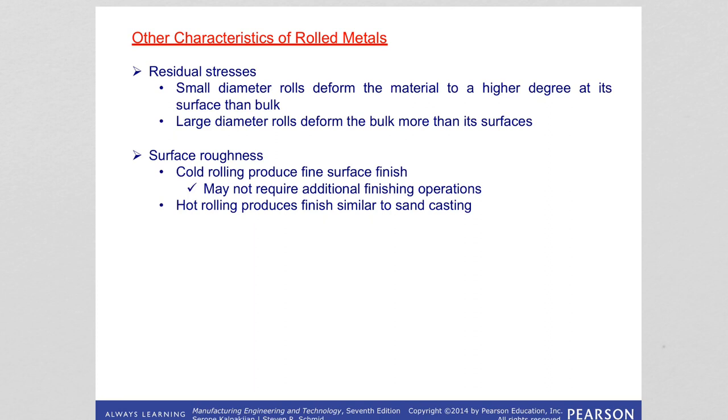So in terms of the surface roughness obtained after rolling, cold rolling can produce a very fine surface finish. But we learned that hot rolling is not like that because it makes the material susceptible to oxidation. Therefore, your part after cold working may not require an additional finishing operation to obtain a fine surface finish, because you are already obtaining it after the process.